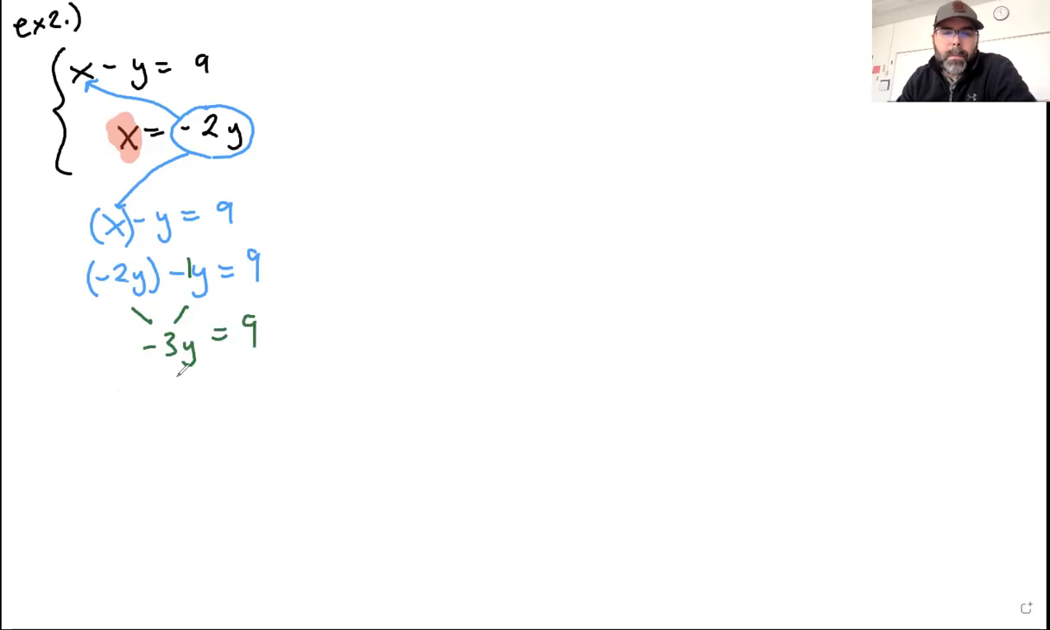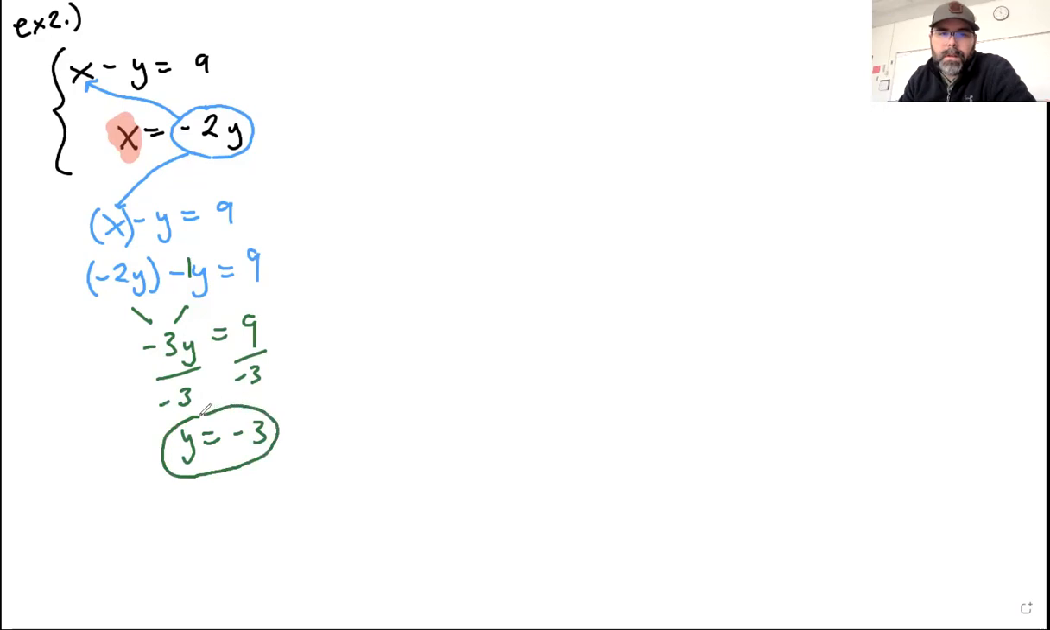Got to be careful when you're doing integer operations. That's right, Hope. Thank you. All right, so let's keep solving. Now we're going to divide by -3. And we get y equals -3.